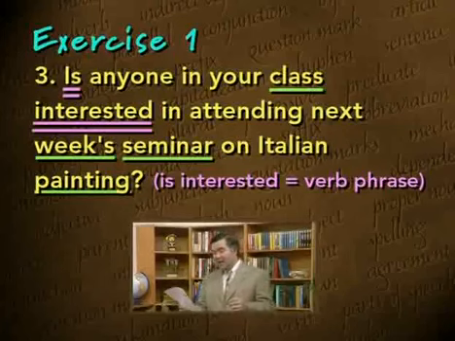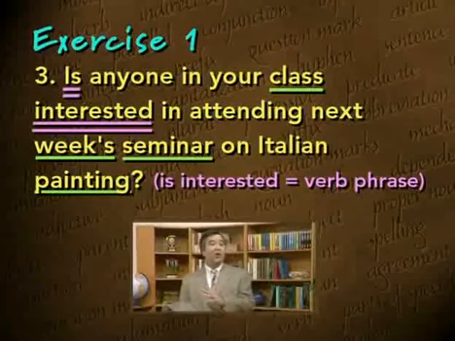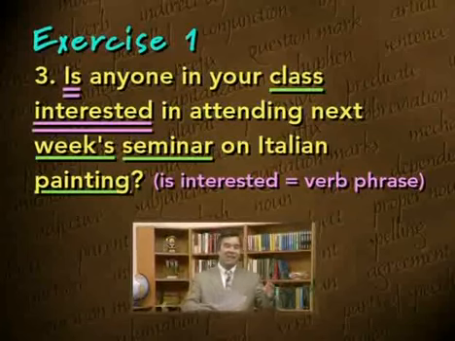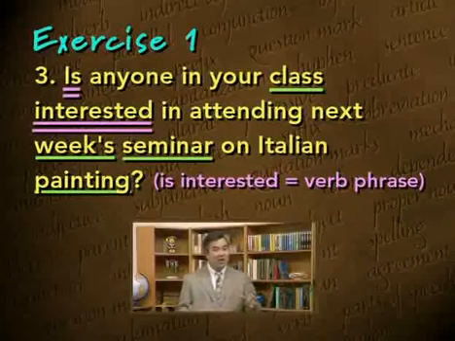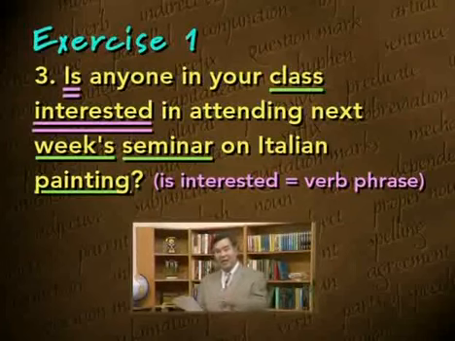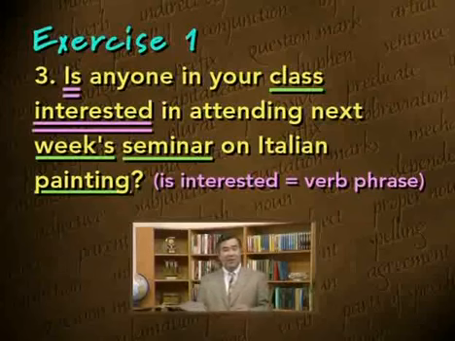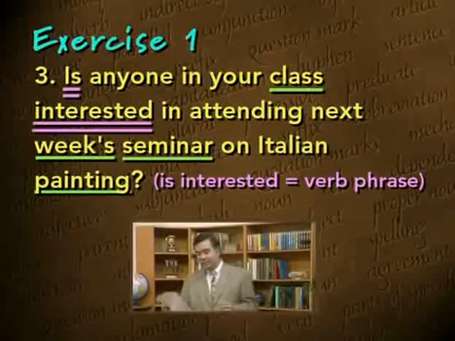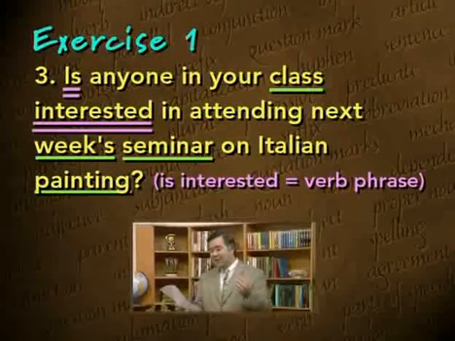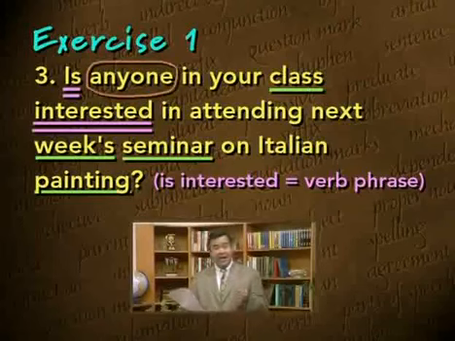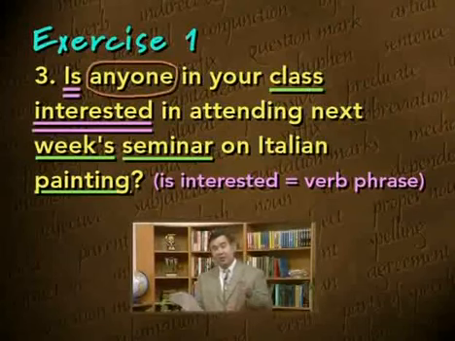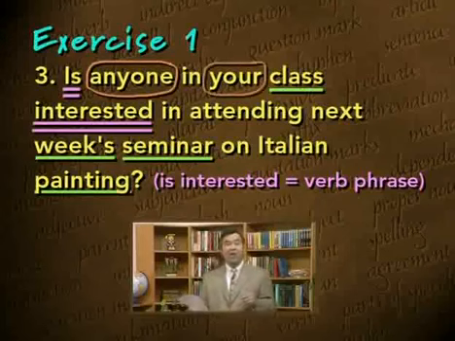You would say something like, anyone is interested in attending next week's seminar. And the two words of the verb phrase, is interested, would now be reunited. But to turn it into a question, we break them up in the order in which we've shown in this sentence. So, is interested is the verb phrase, interested is the main verb, is the helping verb. What is the subject of the verb is interested? It's the pronoun anyone. And this particular sentence, in fact, contains two different pronouns, anyone and your.